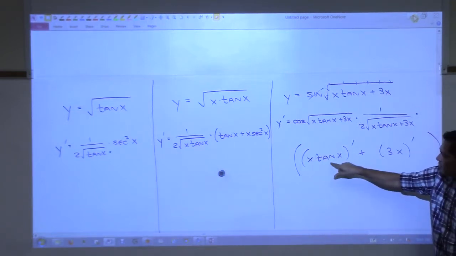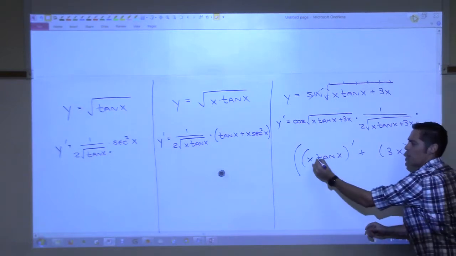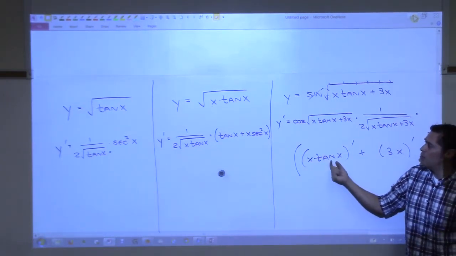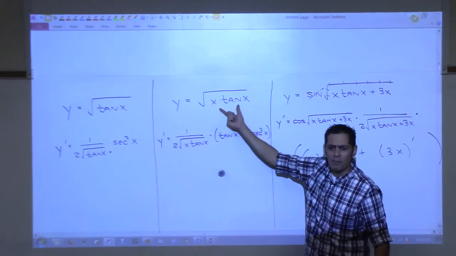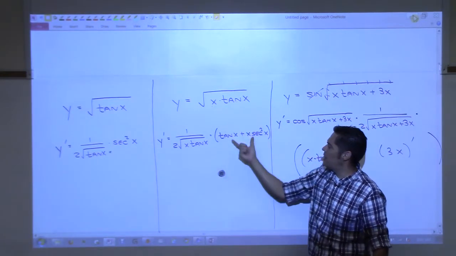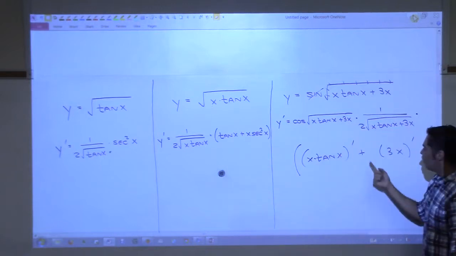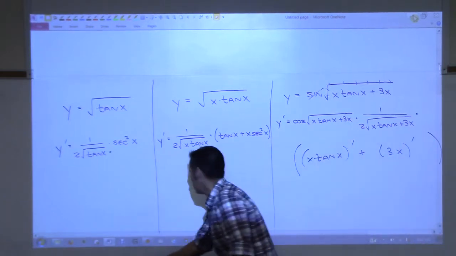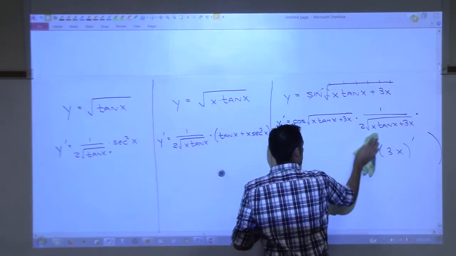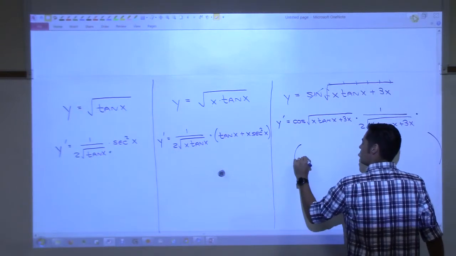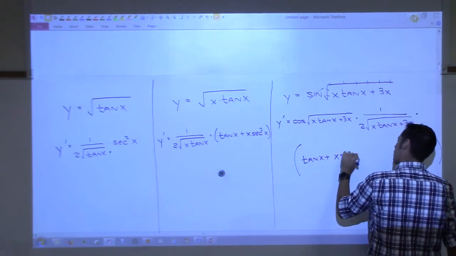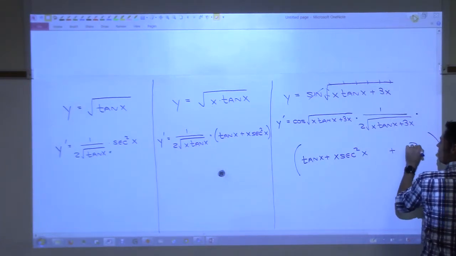Now, when I take the derivative of this, I have to use the product rule. So I take derivative of x tan x, don't I? Which I already did. I did that back here in this problem, didn't I? And so the derivative of x tan x is this. And then plus the derivative of 3x, which is just 3. All right, so this is what I'll have. I'm going to erase these. This will be tan x plus x secant squared x plus 3.